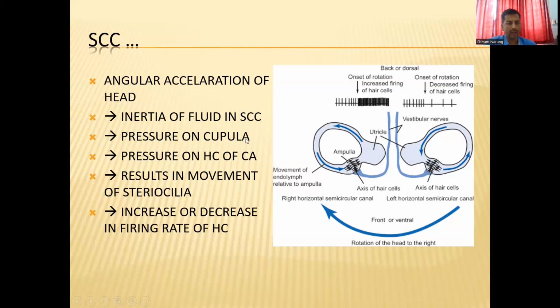The pressure on the cupula puts pressure on the hair cells of the crista ampullaris. This results in the movement of the stereocilia. This is like a flow chart for easy understanding. The increase or decrease in the firing rate depends on the direction of the movement of the stereocilia, towards the kinocilium or away from the kinocilium.